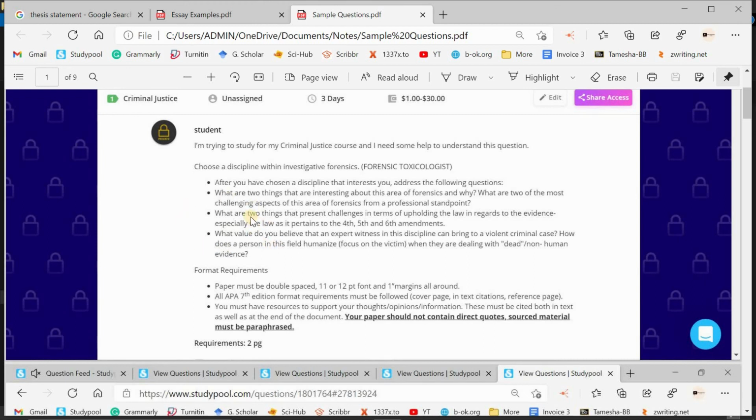So it's very important for you to divide words accordingly so that you don't write too much for one area and then too little for another. So this is not an essay, so you cannot really answer it as an essay.